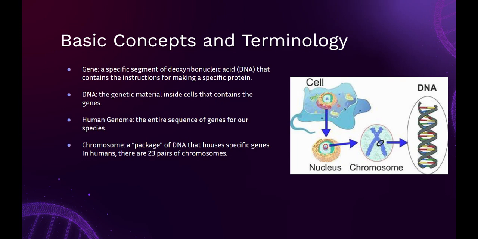Within that human genome, there is individual variation, but there is a place on every chromosome that performs a specific function within that genome. It has to be in the right order. A chromosome is a little package of DNA that houses specific genes. So there's your chromosome. In humans, there are 23 pairs of chromosomes in a normal cell. Now, there are exceptions. When we talk about ploidy, we'll talk about those. But in a normal human cell, there are 23 pairs of chromosomes, total of 46.